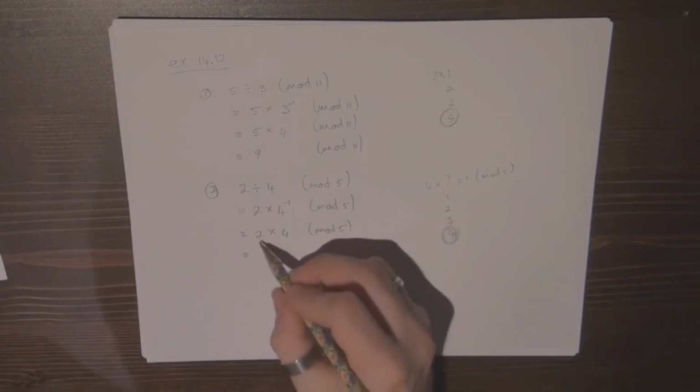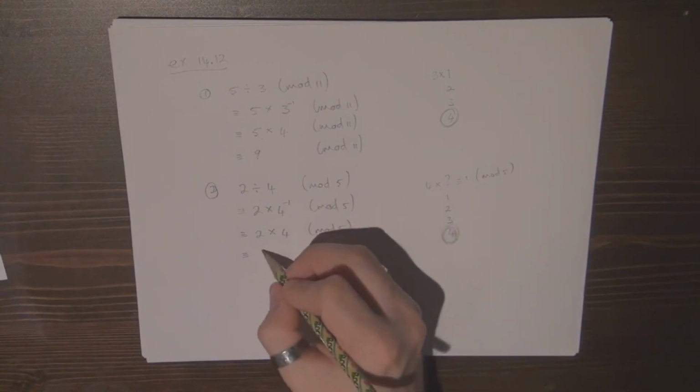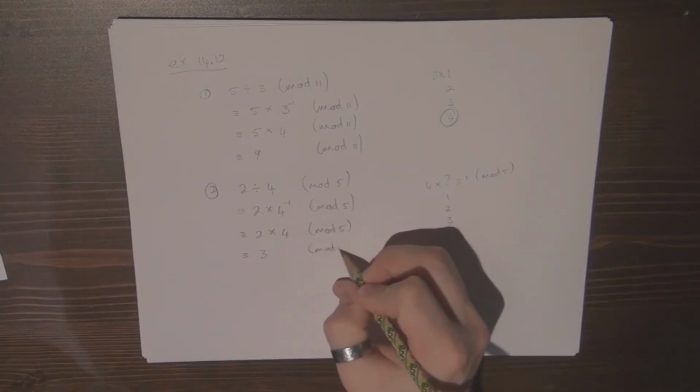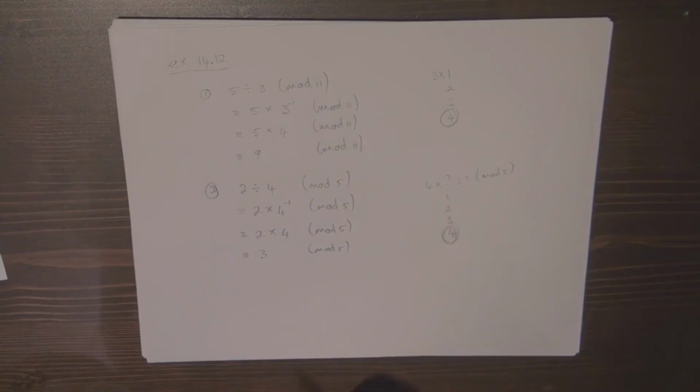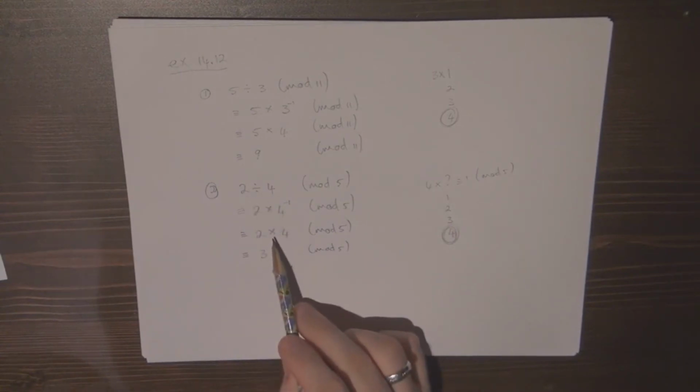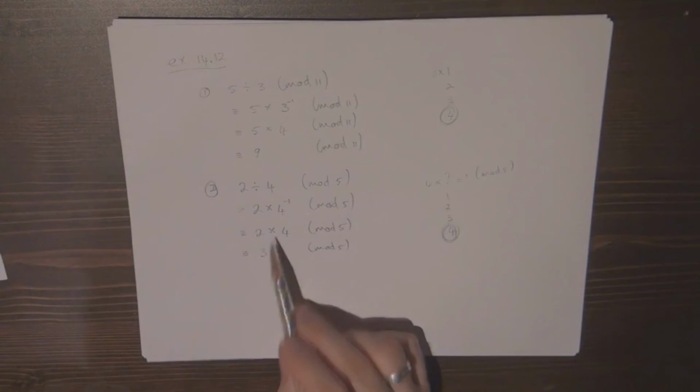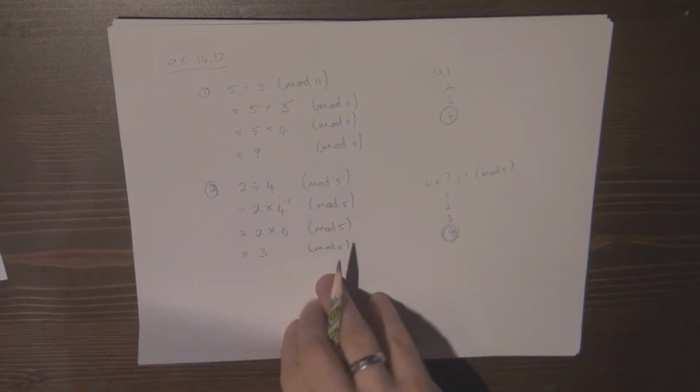And then I might as well finish it. 2 times 4 is 8. 8 mod 5 is 3. So we're writing the division into an equivalent multiplication. Let's do the last one.